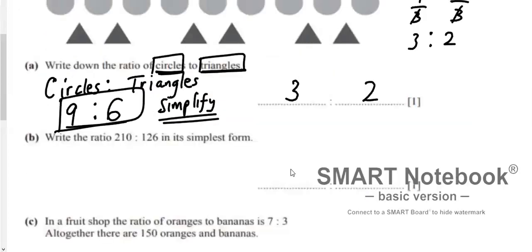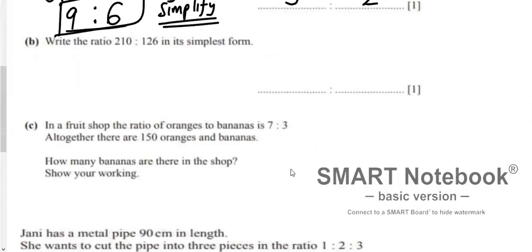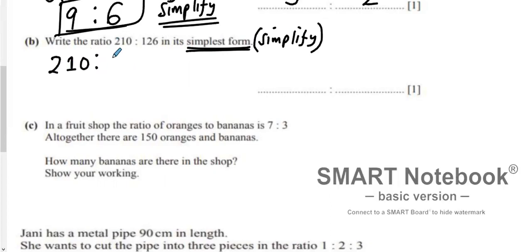Okay, I hope that is clear. Then the next question is, write the ratio 210 ratio 126 in its simplest form. The words simplest form simply mean simplify. So what we are supposed to do is just simplify this. You have 210 ratio 126 in its simplest form. That means you have to simplify this ratio to its lowest term.